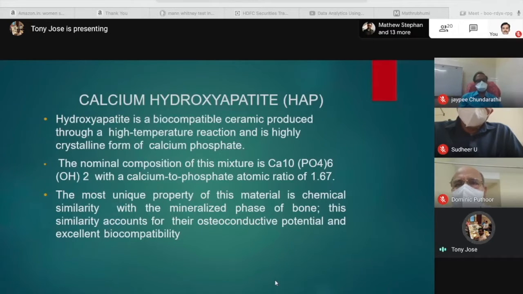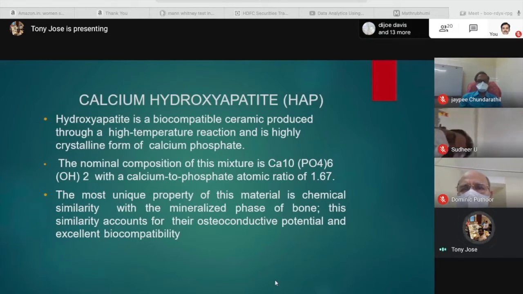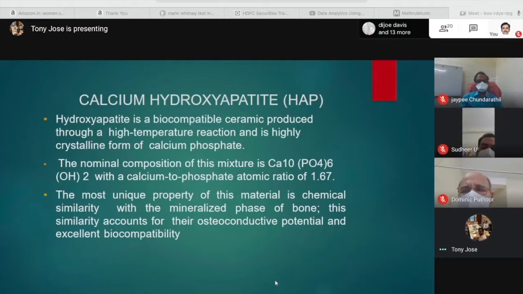It is a biocompatible ceramic produced through a high temperature reaction and is a highly crystalline form of calcium phosphate. The normal composition of this mixture is Ca10(PO4)6(OH)2, with a calcium to phosphate atomic ratio of 1.67. The most unique property of this material is its chemical similarity with the mineralized phase of the bone. This similarity accounts for its osteoconductive potential and excellent biocompatibility.